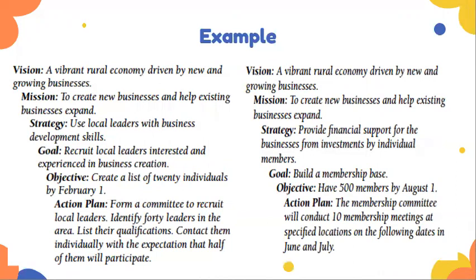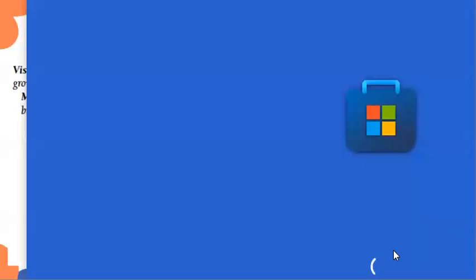So magbi-build ka na ng membership base. That is the goal. And ang objective natin is to have 500 members by August 1. So anong action detail? Action plan, the membership committee will conduct 10 membership meetings at specified locations on the following dates in June and July. Bakit June and July? Because the objective of 500 members is by August. Okay? So that's how we should create the different statements of the organization.